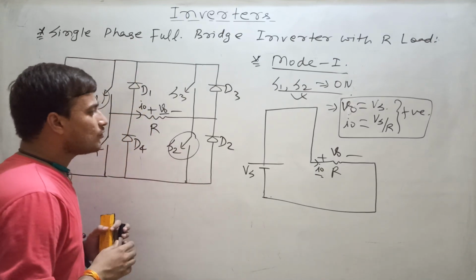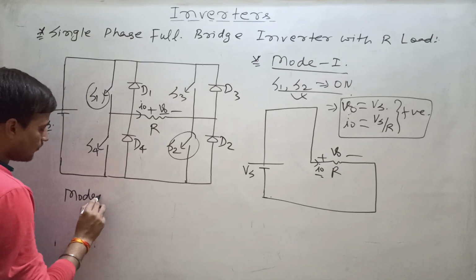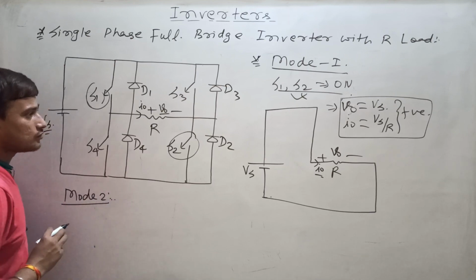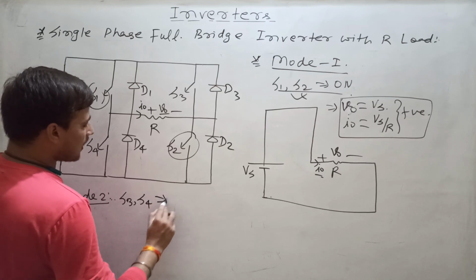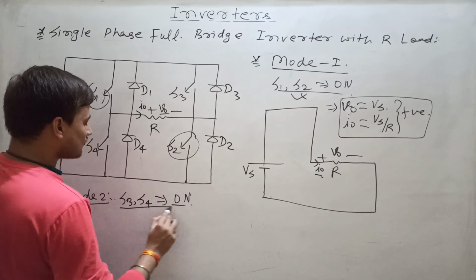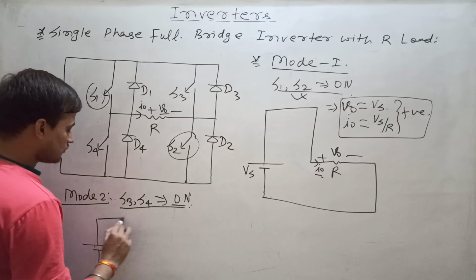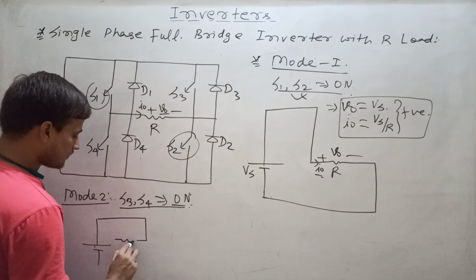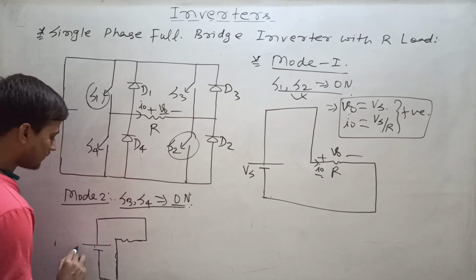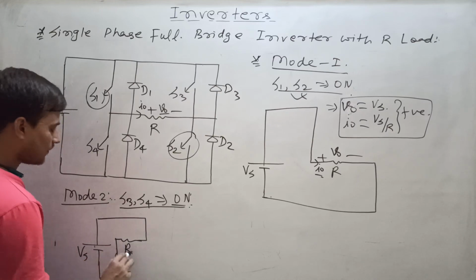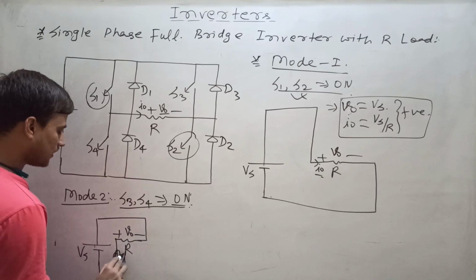Clear? Now come to mode 2. See, what happens in mode 2? In mode 2, S3 and S4 will be turned on. So when S3 and S4 are on, you will have the circuit like this. This is Vs, this is R. Now the reference direction of voltage is V0, and this current is I0.